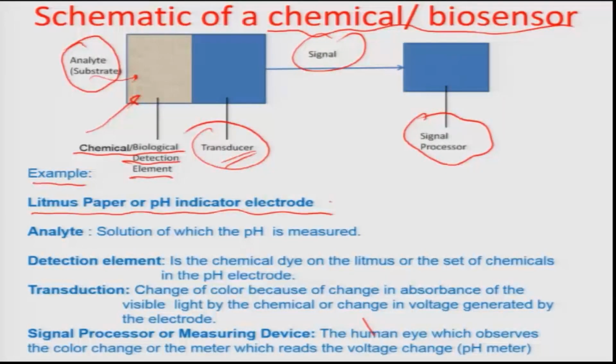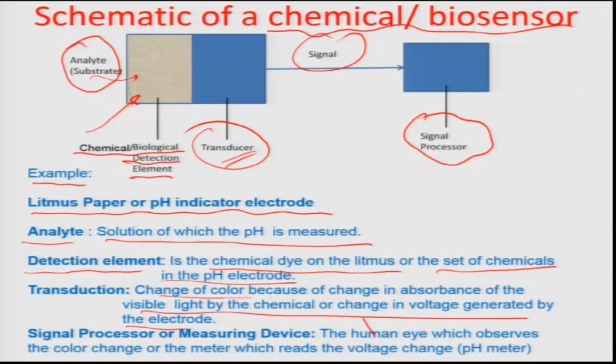For example, the simplest case could be that of a litmus paper or a pH indicator electrode. Here there is an analyte, which is a solution of which the pH is to be measured. There is a detection element, a chemical dye on the litmus or a set of chemicals in the pH electrode. The transduction is a change of color, because the pH paper becomes red or blue. So, it is a change of color because of the change in absorbance of visible light by the chemical, or a change in voltage generated by an electrode.